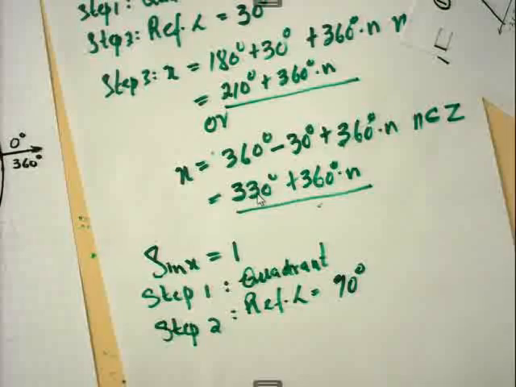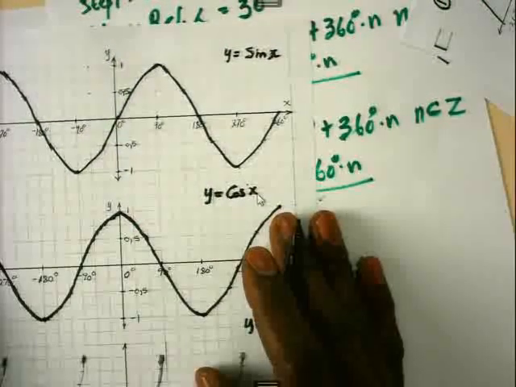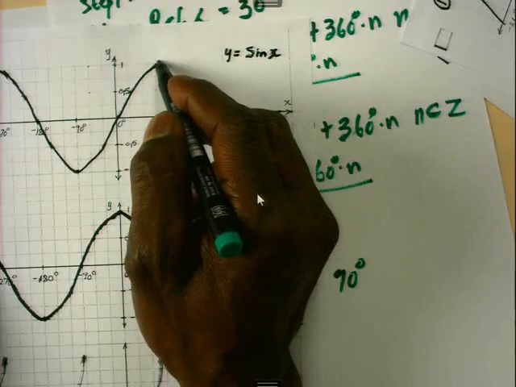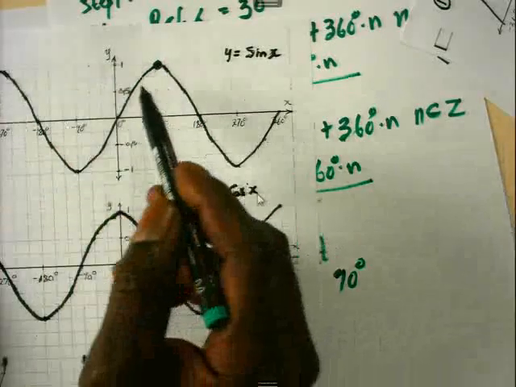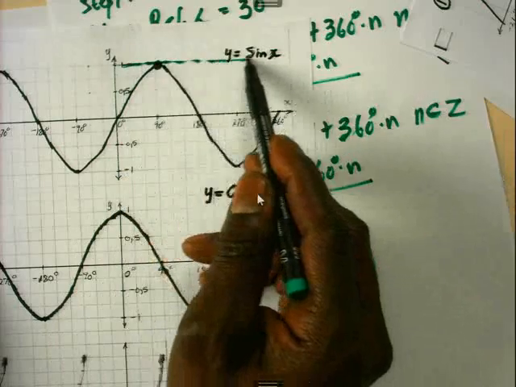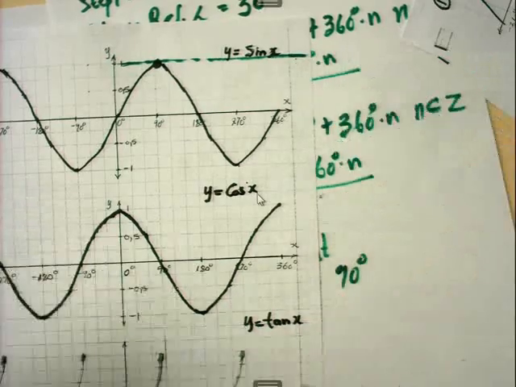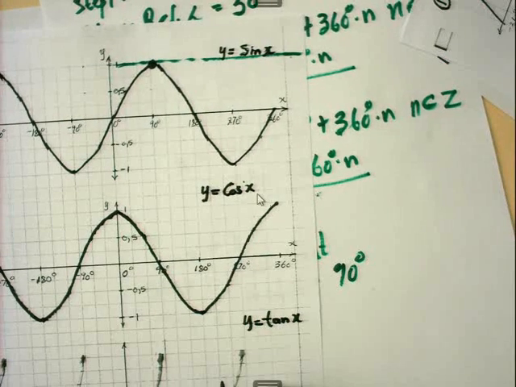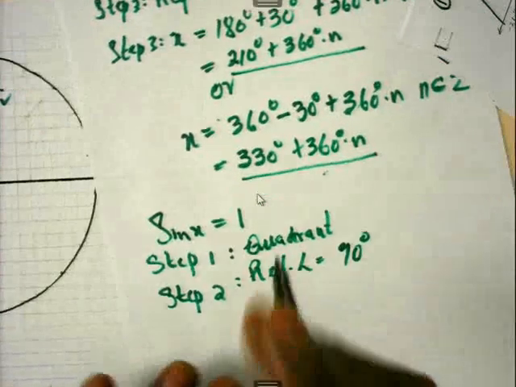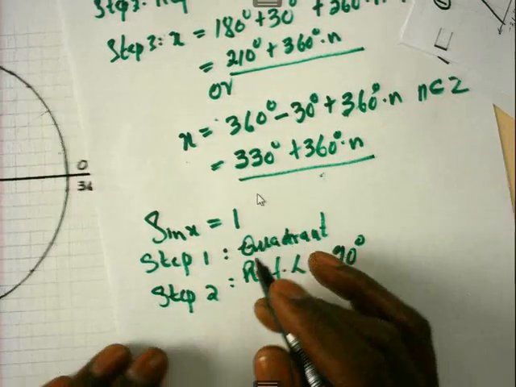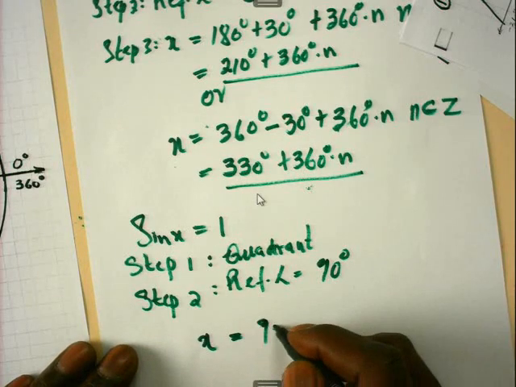Now, if we look at our sine graph here, the reference angle is there. We look at that and we draw the line there. It seems like we are going to have a value that is more than 360. So we should be comfortable with 90 degrees only. We'll be able to generate all the solutions for that problem. So the solution for this problem will be x is equal to 90 degrees.